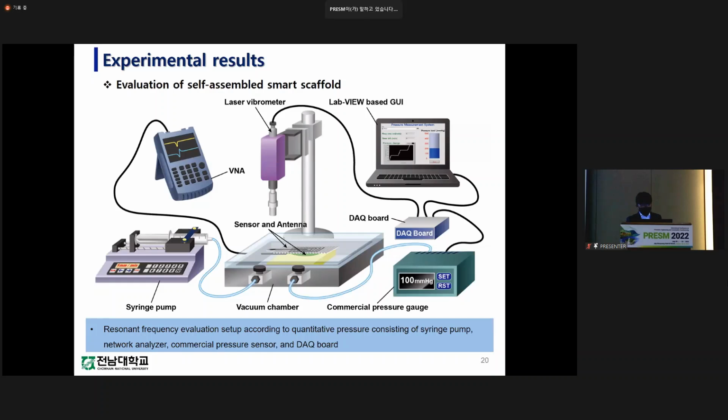To evaluate the characteristics of the fabricated sensor, a measurement platform was configured using a vector network analyzer, syringe pump, laser vibrometer, commercial pressure gauge, DAQ, LabVIEW-based GUI, and vacuum chamber.